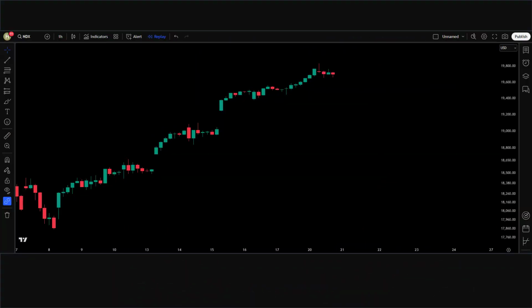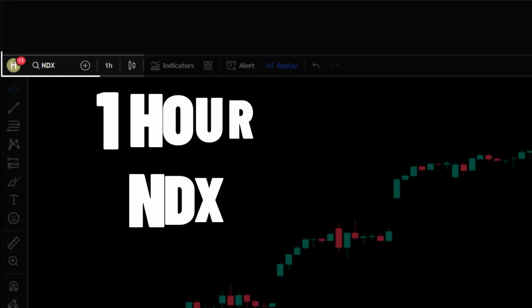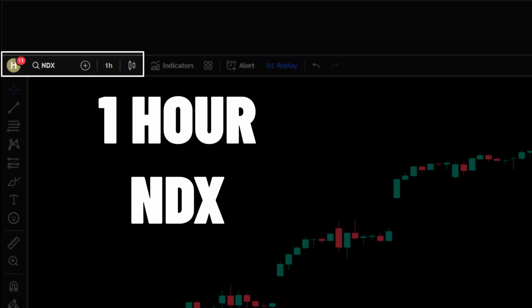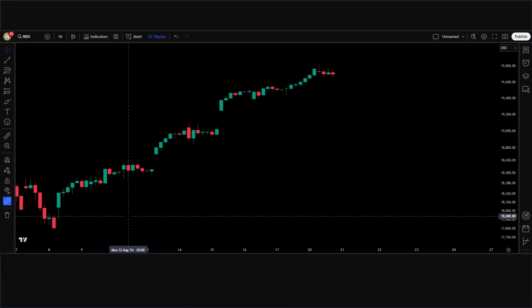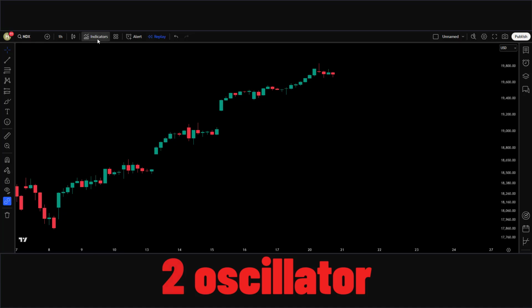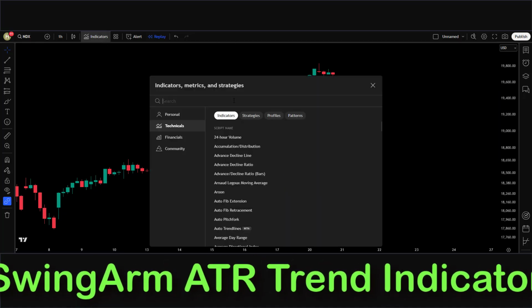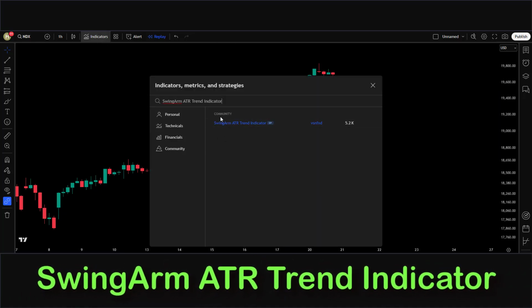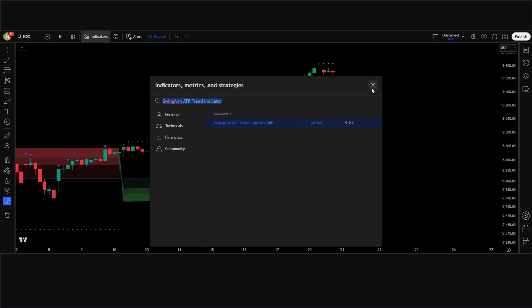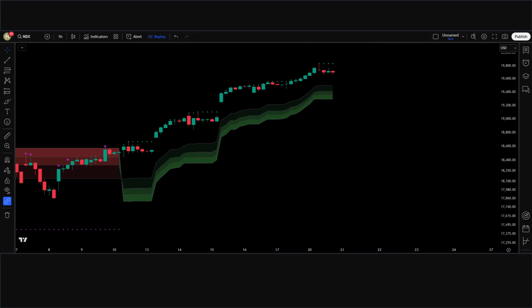So let's get started. Now let's create a trading setup. We are going to test this strategy on 1 hour frame in NDX chart. In this setup we would require two oscillators here. First indicator name is SwingArm ATR Trend Indicator. Keep the indicator setting as I have shown here.